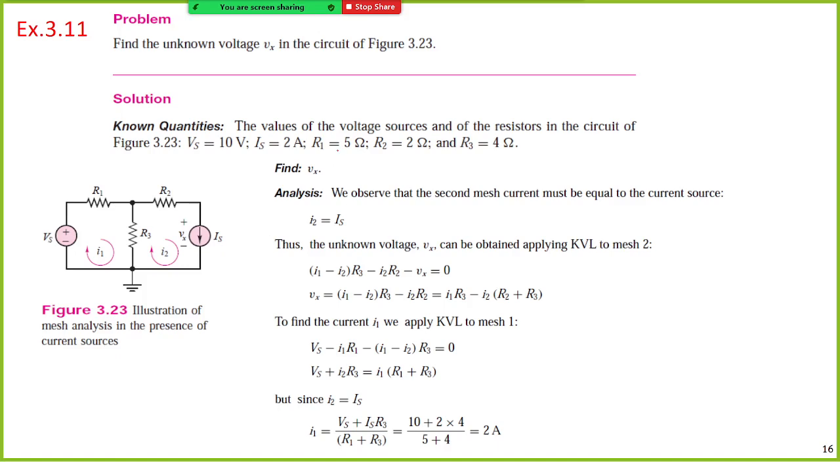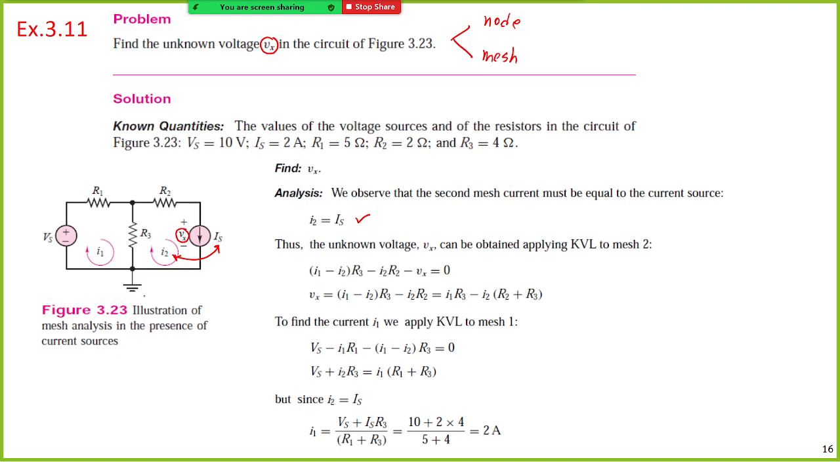Here we have 5Vx. We have to find the voltage across the current source, the unknown value Vx. In fact, we can use any method: nodal analysis or mesh analysis. In this case, we use mesh analysis. We have two meshes, I1 and I2, and I2 will be IS. I2 and IS are equal here.